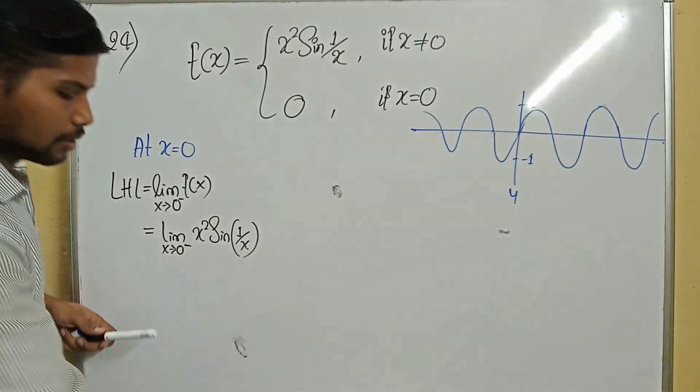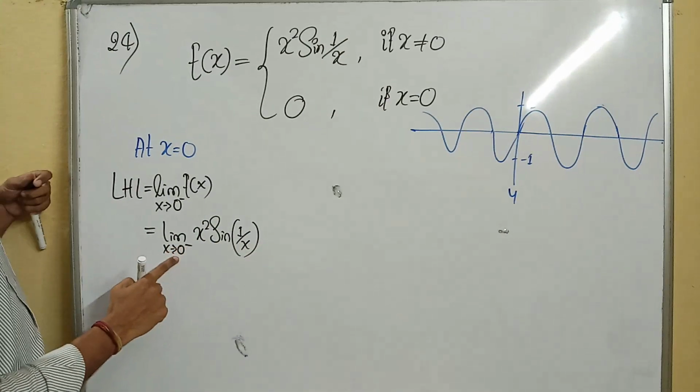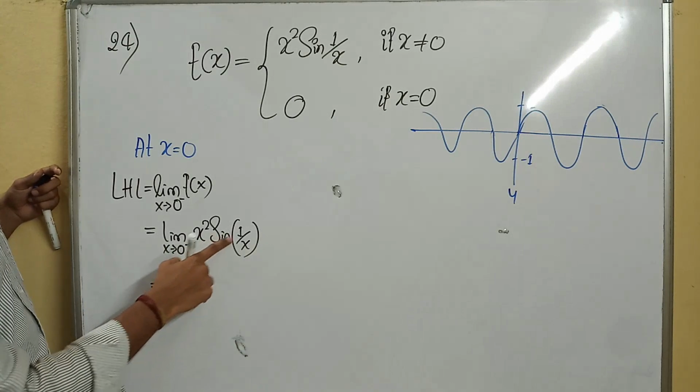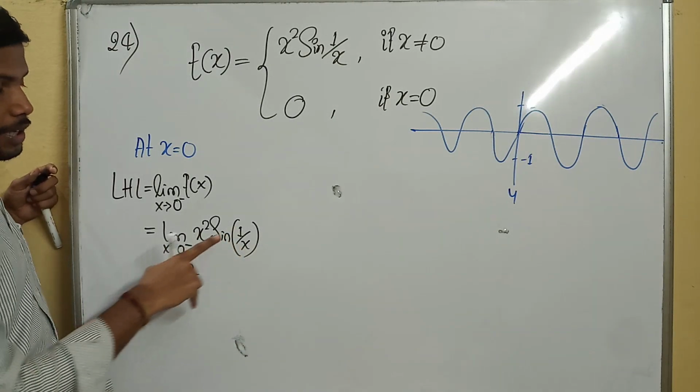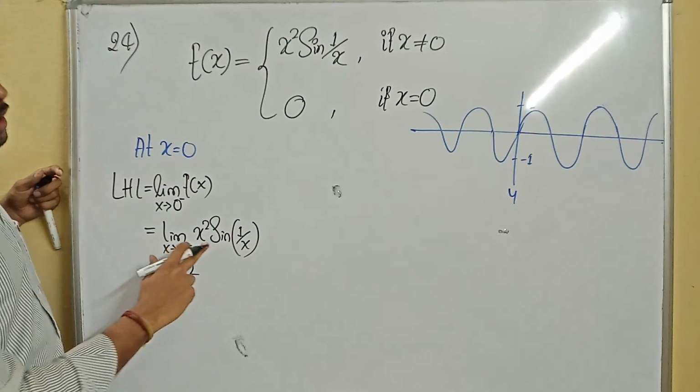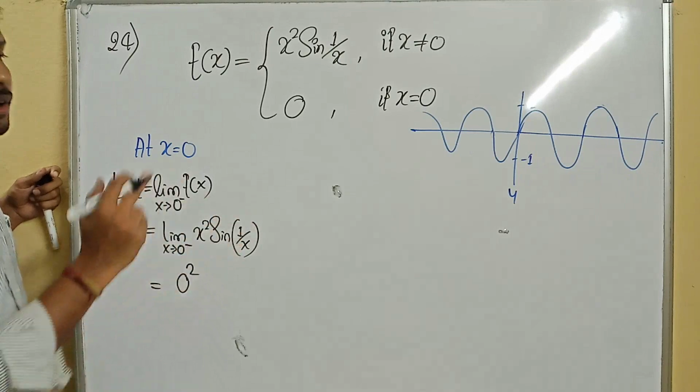Then what do I need to write next here? If I write x is equal to 0, x is 0 square, and now it will be sine of 1 by x. Some of the students will think 1 by 0 will be indeterminate. Yes, it is indeterminate only, but how will sine of indeterminate behave?